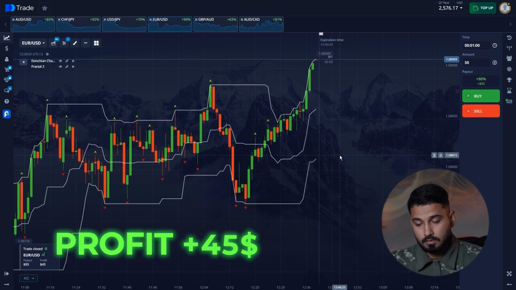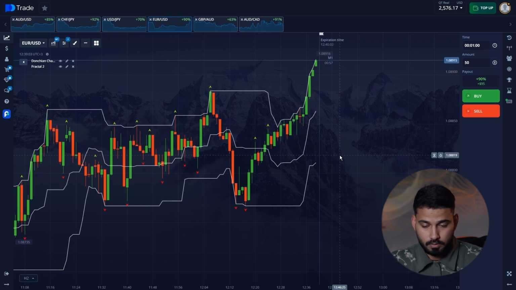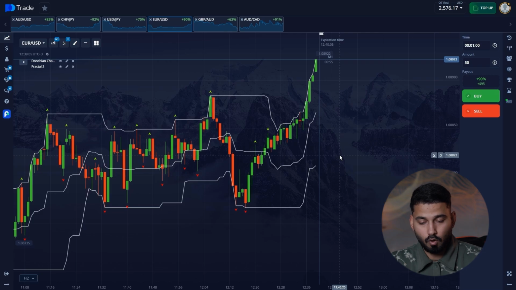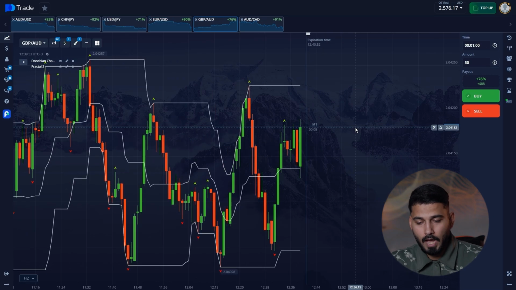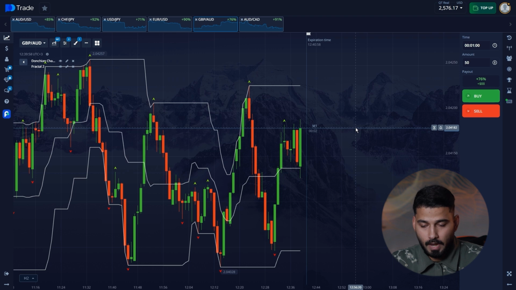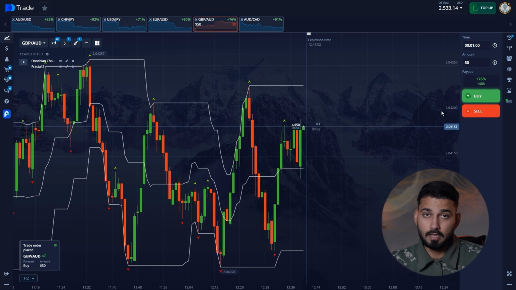And yes, the third one also closed in profit. Now we can switch the chart. I will also show you another asset for variety. Let's go. Okay, I found a good entry point which is worth your attention. I will enter at the start of a new minute and show you everything in detail. So here is a trade for a price increase.